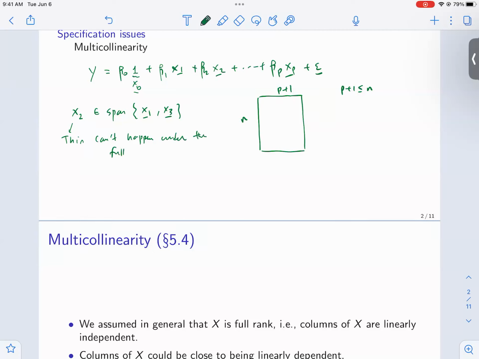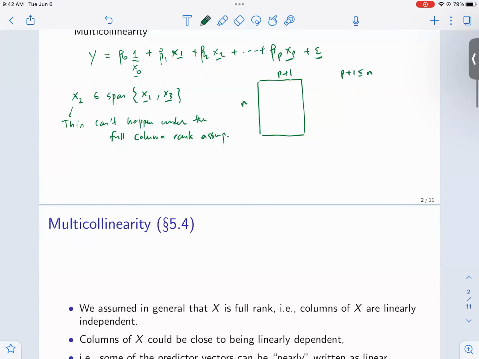Under the full column rank assumption. However, sort of an approximate version can happen. So this might not be exactly true, but approximately true. Approximately means, for example, if I project x2 onto the span of x1 and x3, if it's in the span, it would be exactly itself. If it's not, there might be some residual, but it might be close. So when I project this onto the span of x1 and x3, I get a good explanation.